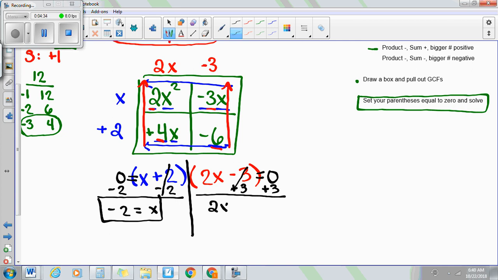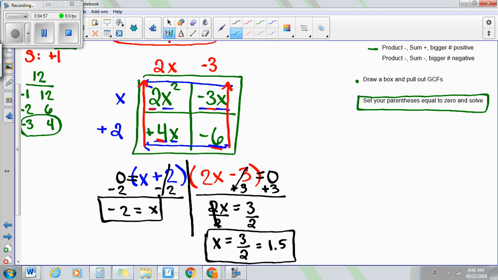So I'm going to get 2x equals 3. X is not by itself yet. It still has that 2 in front. In order to get rid of that 2, I'm going to divide both sides by 2. Now, you're certainly welcome to say this is 1.5, but I like to leave it as a fraction. But if you put it into a calculator and got 1.5, that would not be incorrect. So here are my two answers solved by factoring.